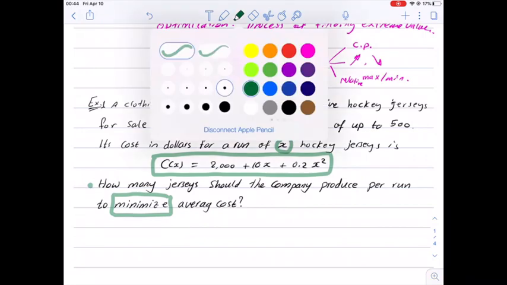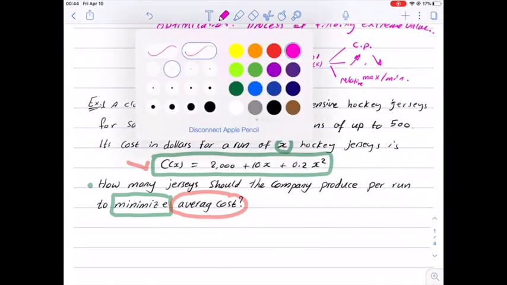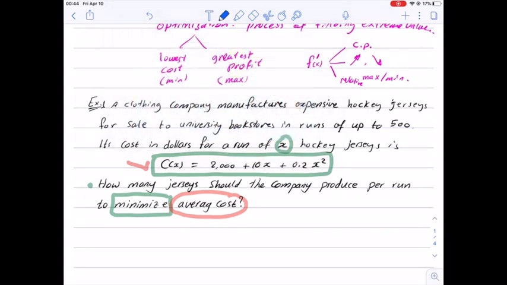We want to minimize which function? We want to minimize the cost, the average cost. So the problem is a minimization problem, which is an optimization problem, and we want to minimize the average cost, not the cost. We are given the cost function here, but we want to minimize the average cost. Now, how to deal with this problem?